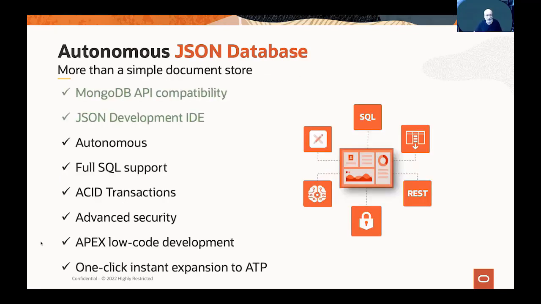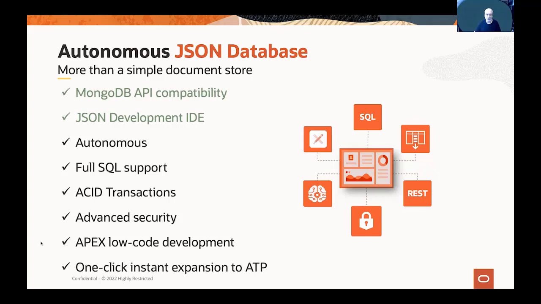So you get what you'd expect here. Everybody who provides document databases these days provides a MongoDB API, but we provide a whole lot more than that as well. You get all the benefits of the autonomous database. You get full SQL support over that same document JSON data. You get full ACID transactions, all the advanced capabilities of the database, such as the security, the best of breed Apex low code application development.